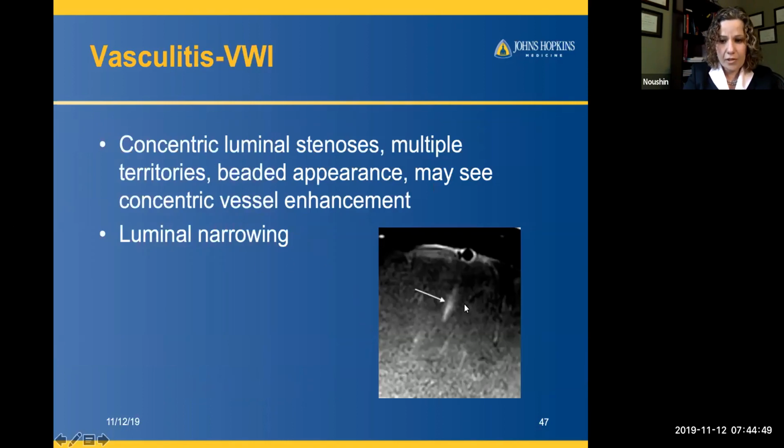Vasculitis, we can image it with vessel wall imaging, which can sometimes help us differentiate it from other diseases. What we see is essentially concentric luminal stenosis that involves multiple territories. And you can see concentric vessel enhancement. This is a case of small vessel vasculitis. That's the vessel which is enhancing, and there is concentric enhancement surrounding it that extends beyond the lumen of the vessel.